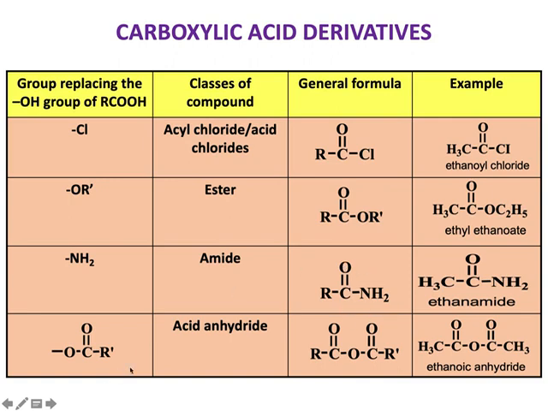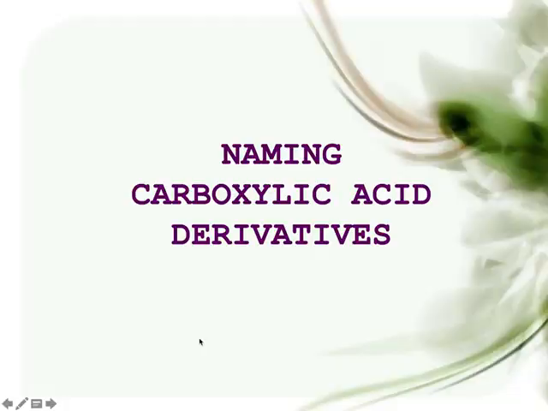For this one, acid anhydride. Why acid anhydride? Because there are two acyl groups joined together with O. So this one is acyl O joined with acyl. So that's why the name is acid anhydride.